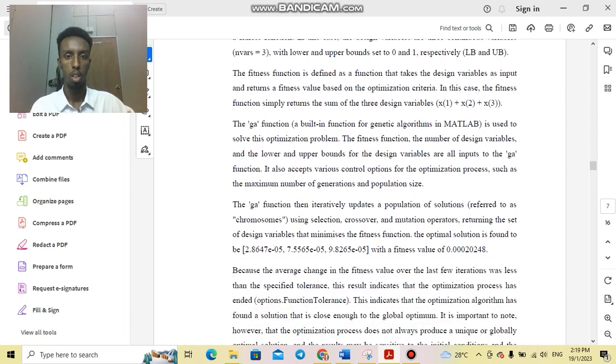So the ga function, a built-in function for the genetic algorithm in MATLAB, is used to solve this optimization problem. The fitness function, the number of design variables, and the lower and upper bounds of the design variables are all inputs to the GA genetic algorithm function.